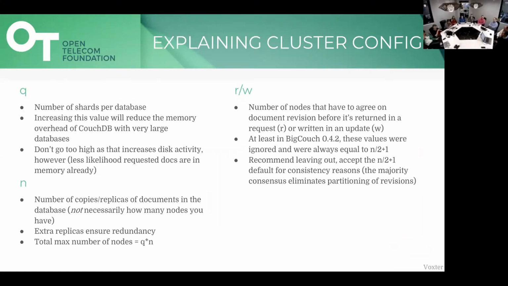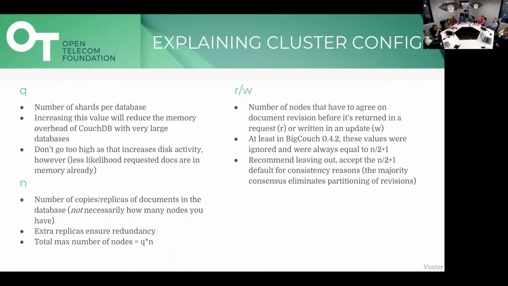RW, so R is respectively the number of nodes that have to agree on the document revision before that doc is returned to you when you make a request. And W, on the other hand, is the number of nodes that have to agree on the revision that you're updating before they're written across the cluster. As Dayton confirmed for me, these values are and were ignored. They actually internally all end up being n over 2 plus 1. It does not matter what you set in your configuration. So definitely leave it out because it doesn't do anything.